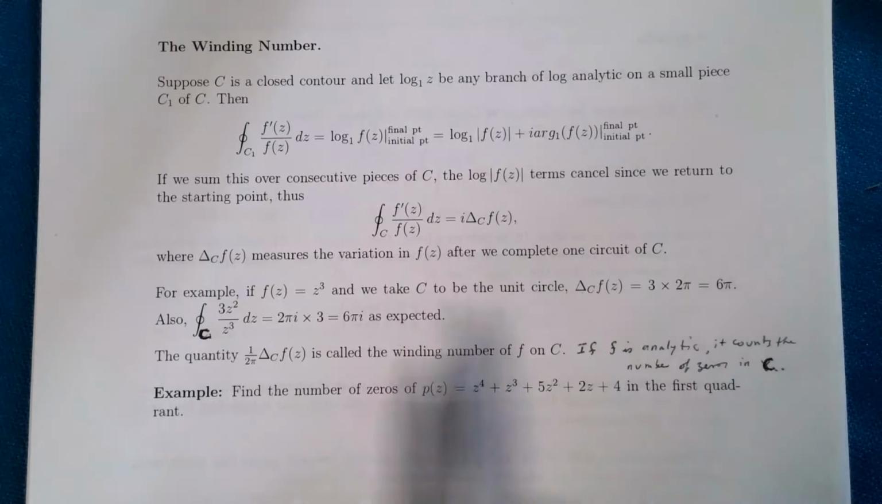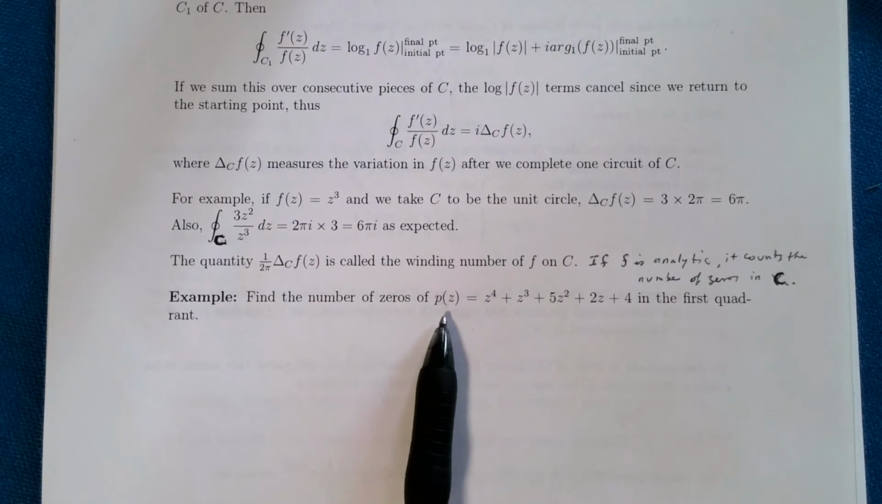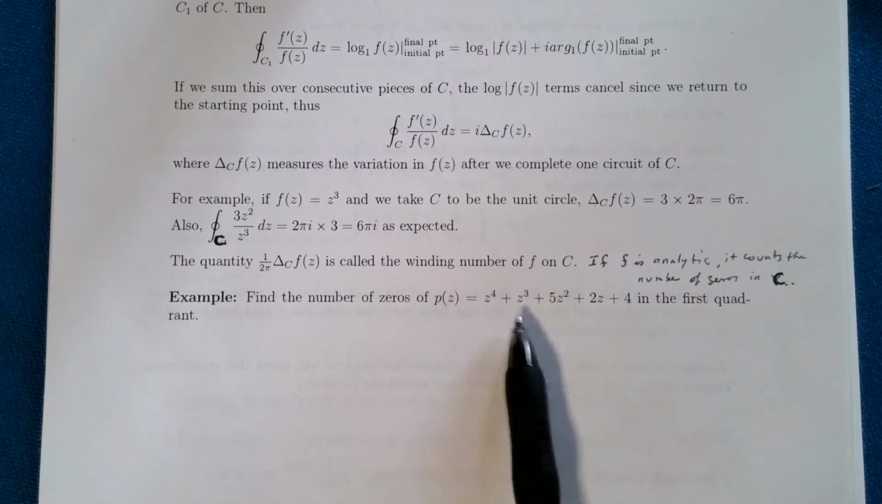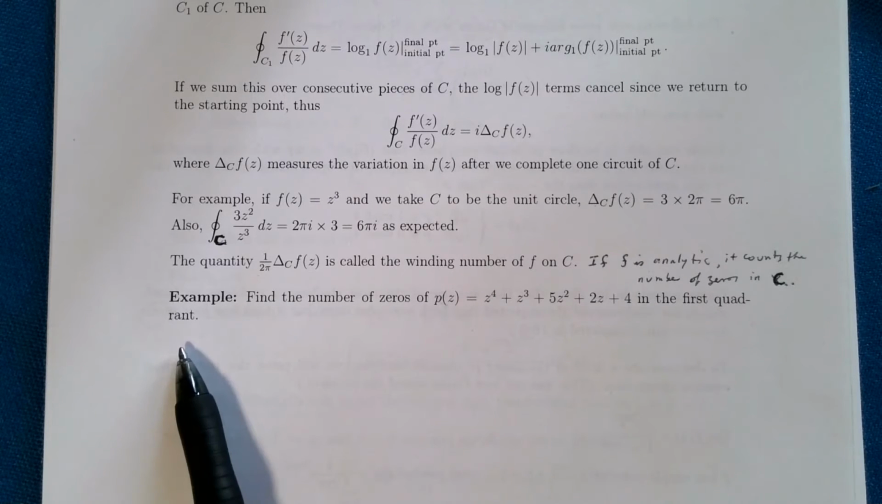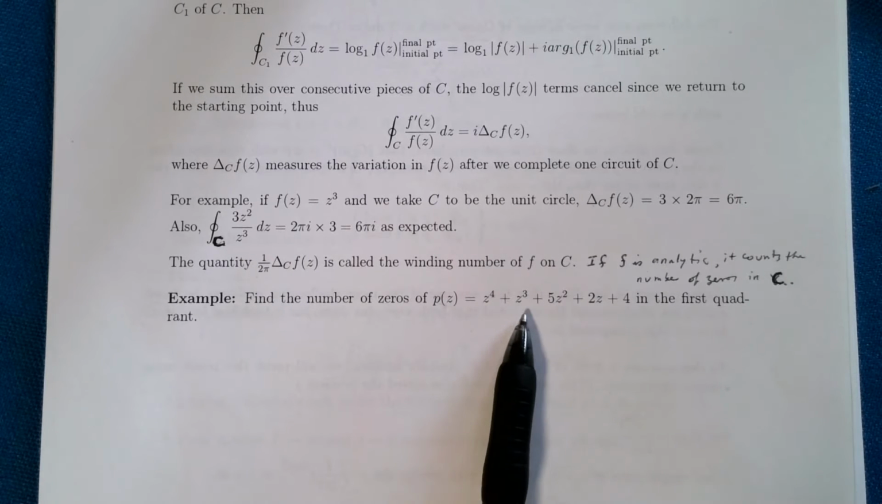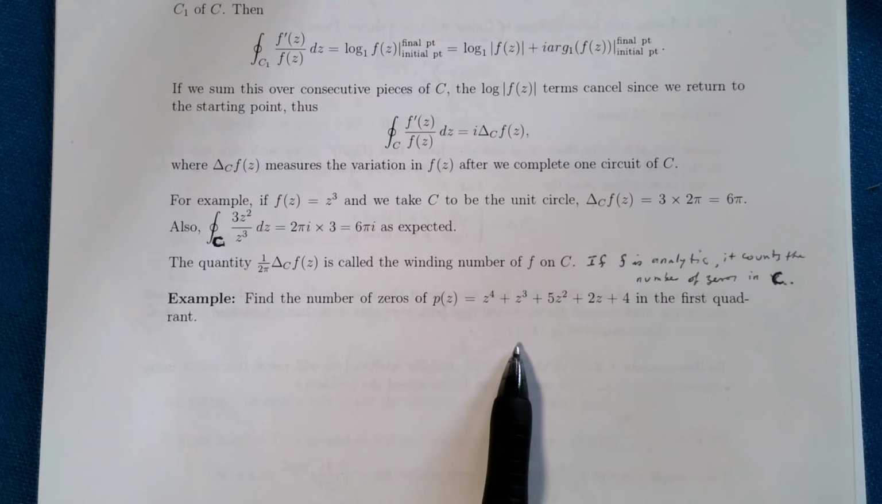So I finish with a fairly complicated example of the application of this idea. We're going to find the number of zeros of this polynomial, z to the 4th plus z cubed and so on, in the first quadrant. And in fact, once we know the number of zeros in the first quadrant, we get the number of zeros in the 4th quadrant for free, because the coefficients are all real. So any root in the first quadrant, its conjugate will also be a root in the 4th quadrant.